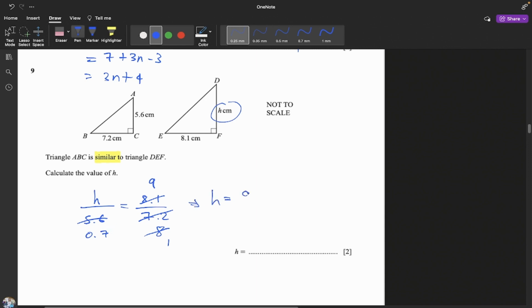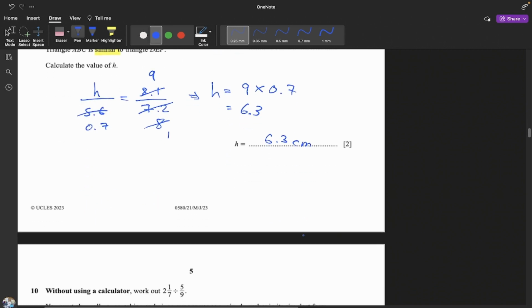So h is equal to 9 multiplied by 0.7. Don't use the calculator, you can do this in your mind. 9 times 7 is 63. As there is a decimal place, it's 6.3. So h is equal to 6.3 centimeters. Remember, the unit is not given, so you have to put the units, otherwise there will be a marks deduction.